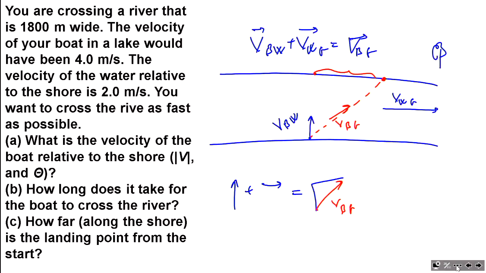And again, we have a triangle. In this triangle, what do we know? We know this 2 meters per second. And we know this 4. This is not a 3, 4, 5 triangle. I don't know why. But still we can use the Pythagorean theorem to calculate this speed of the boat relative to the ground, square root of 2 squared plus 4 squared.